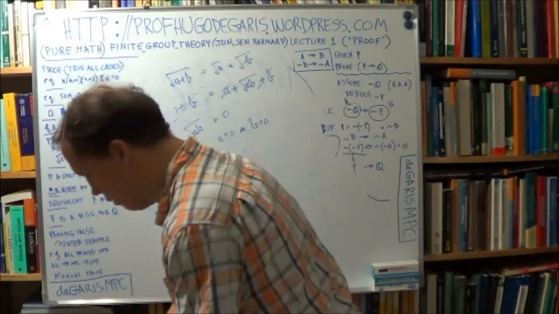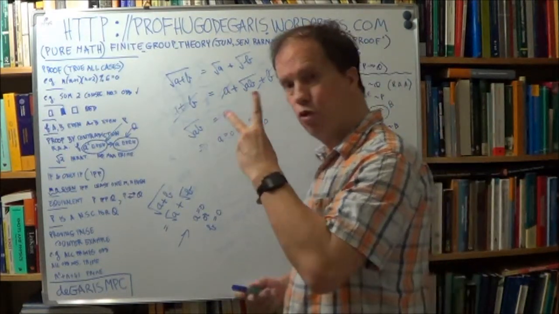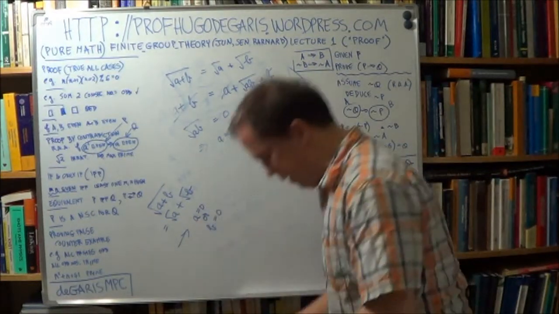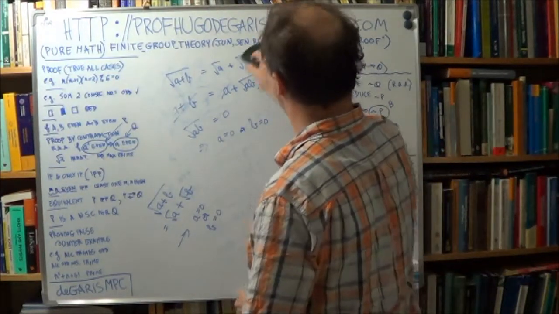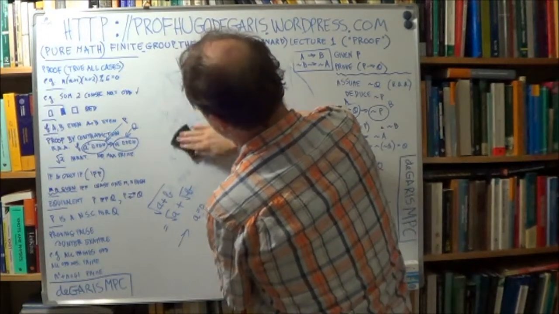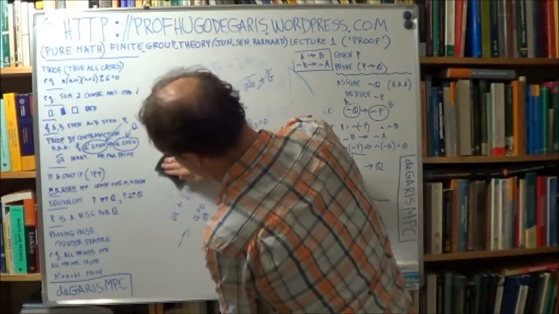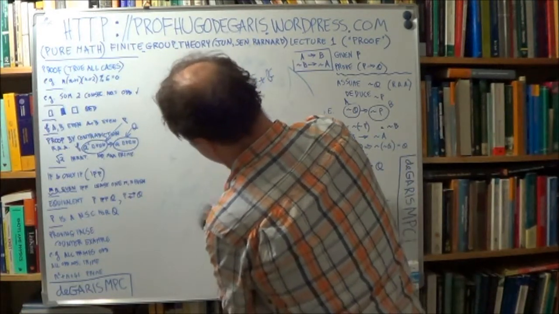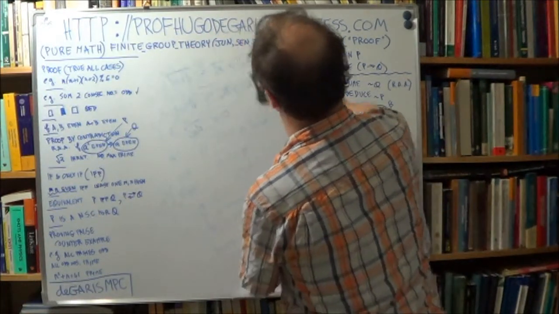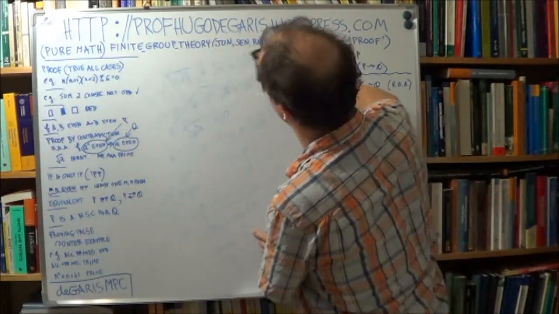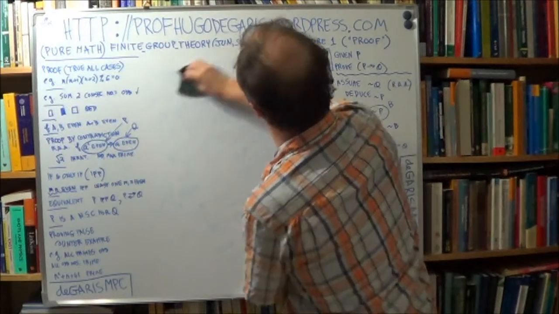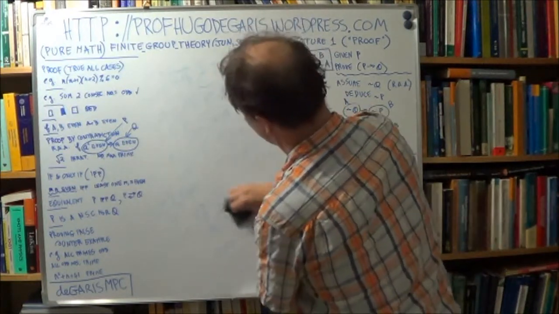Okay, so let's try and do that. Now it's an if and only if, so we have to do two proofs. We have to go in both directions. Let's get the directions correct. Now remember, it's a pretty strong convention, a pretty strong custom amongst pure mathematicians, to do the if part first. So we'll do the if case first.